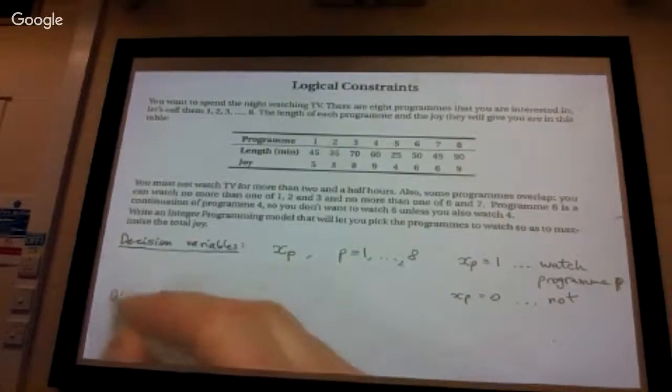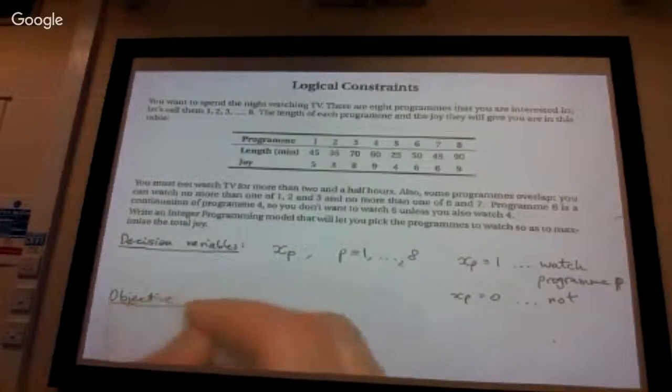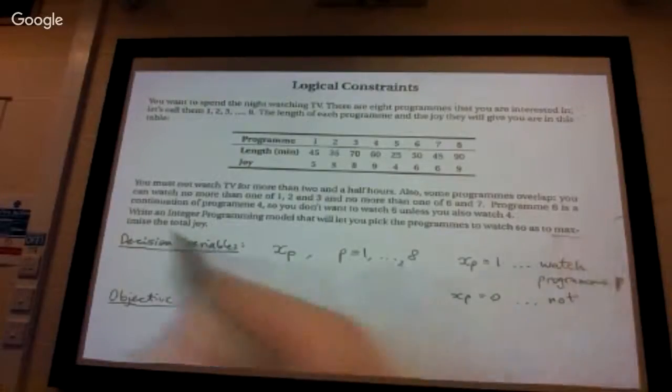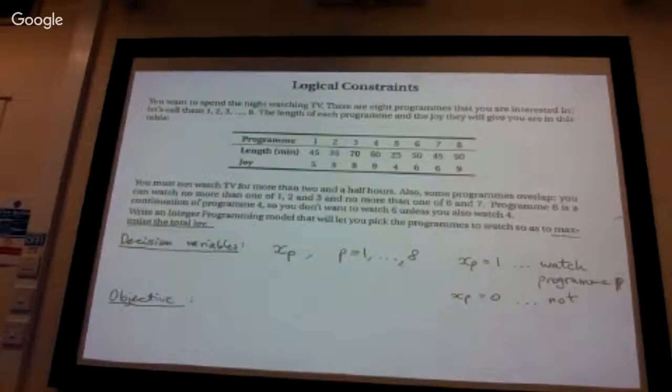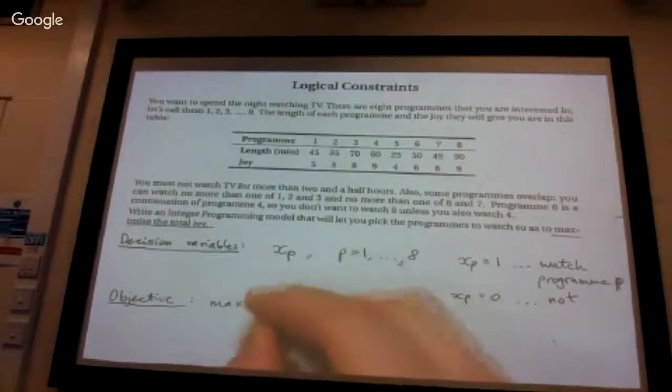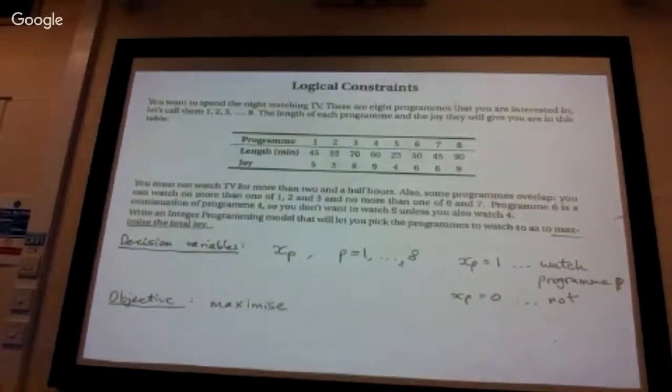Okay, then there's an objective. So what does it say? Maximize the total joy. Bit of a playful exercise. The pen is not working. There's no meaning to the change in color. The reason is that the black pen is out of ink.